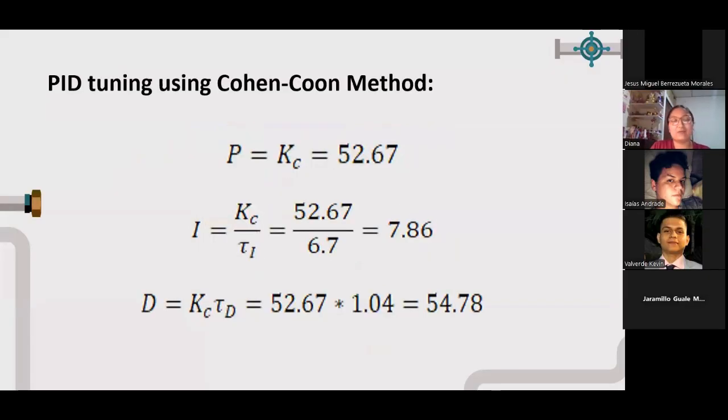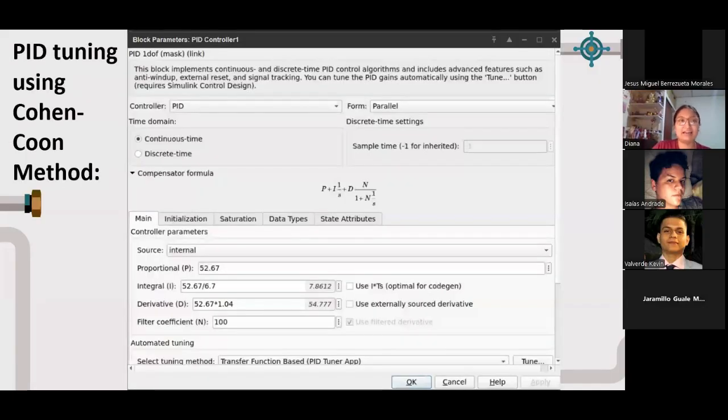Next. Well, with these equations, we can carry out the PID tuning using the Cohen-Coon method. We got that the P is equal to the proportional gain, the I is equal to the proportional gain divided by the integral tau, which is 7.86, and the D is equal to the proportional gain multiplied by the derivative tau, which is 54.78. Next. And for the tuning, we write these parameters that we calculated before in Simulink for the proportional, integral, and derivative ways.